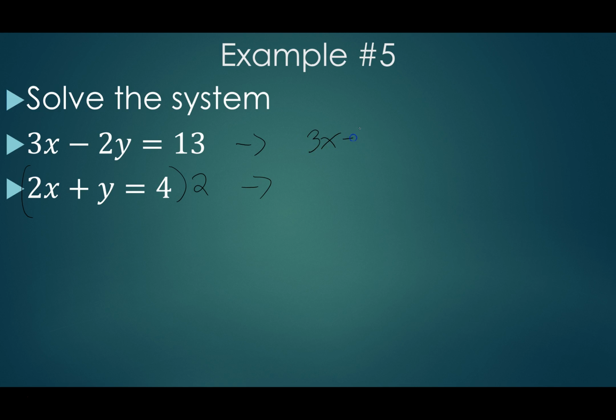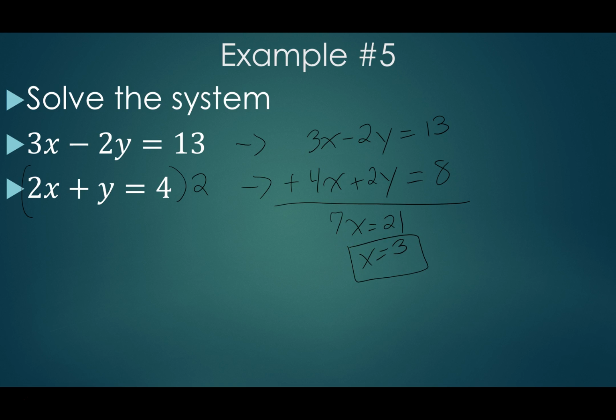So the top equation stays the same, 3x minus 2y equals 13. But now the bottom equation we multiply by 2. So it became 4x plus 2y equals 8. Now at this point we apply the same methods we saw in the previous examples. The numbers in front of the y's are both the same now, and they're opposite signs. So that tells us to add the two equations together. Getting 7x equals 21, so x equals 3.